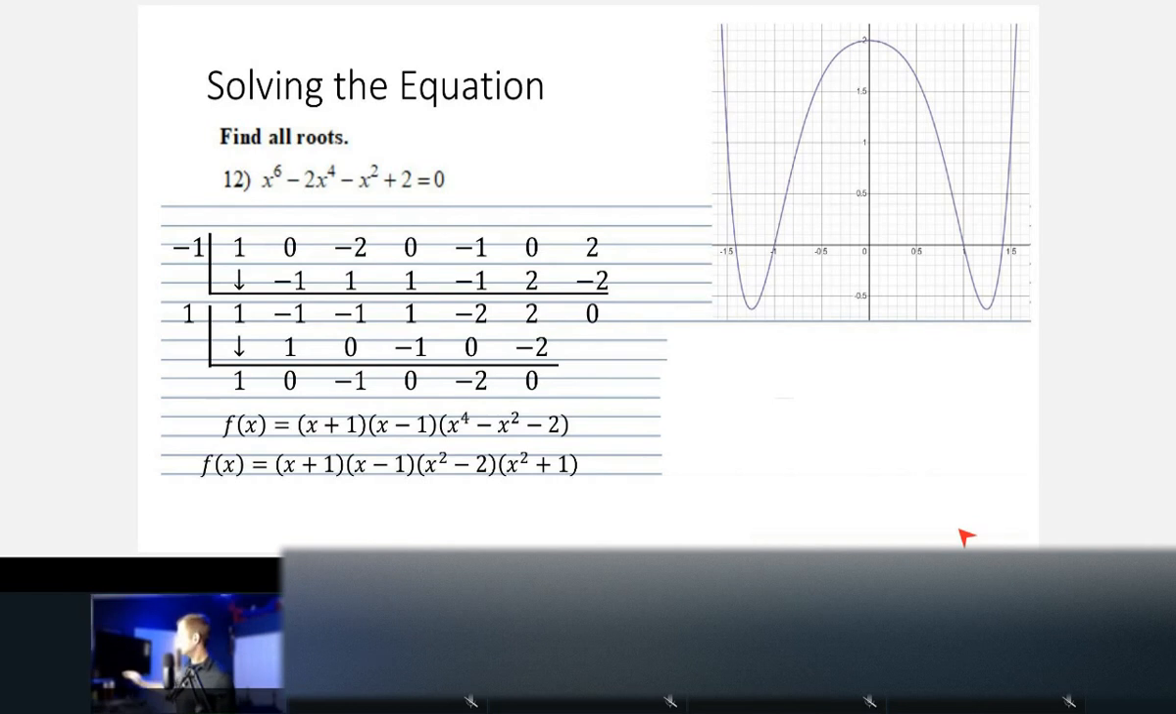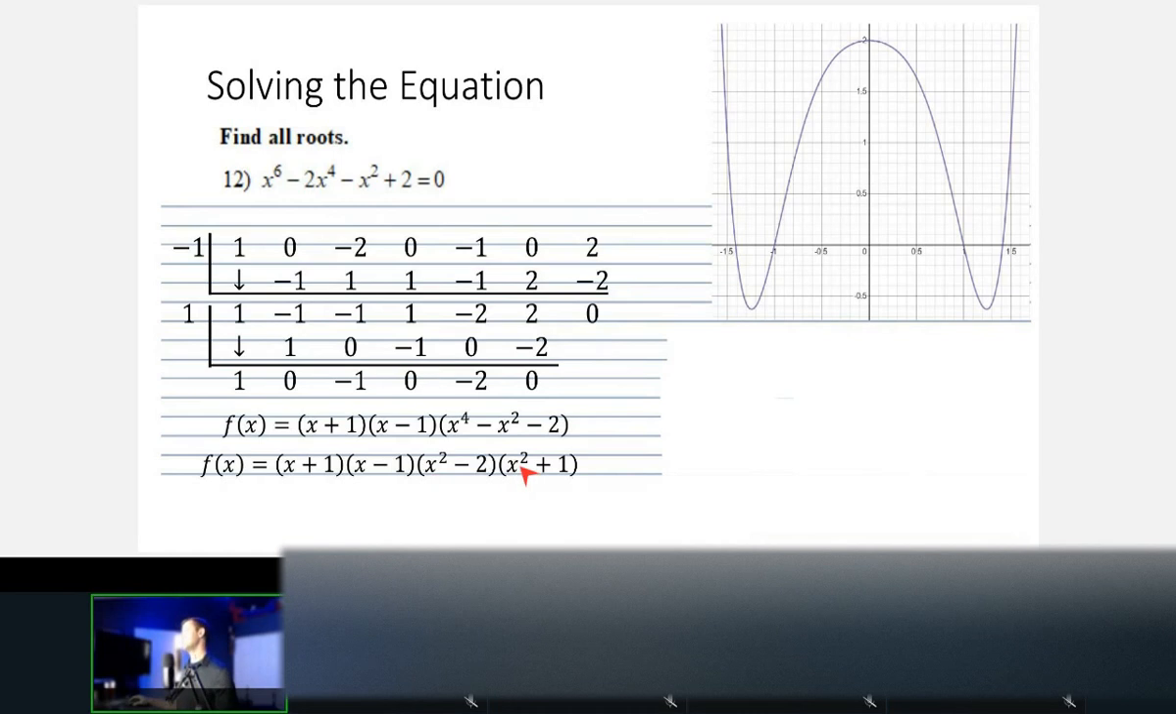Sound good, B? Yeah, so if it was x to the sixth plus x to the fifth plus one, there's nothing we can do about it. We're stuck. That right there would be a nightmare. And honestly, I couldn't even tell you how to factor that. We won't do that. All right.